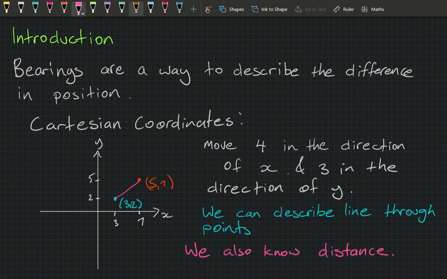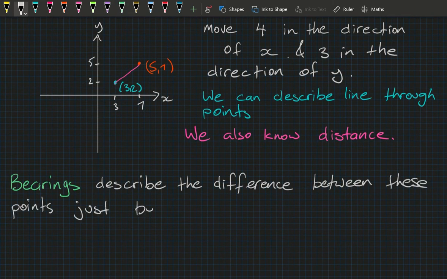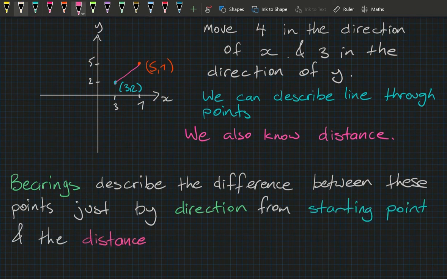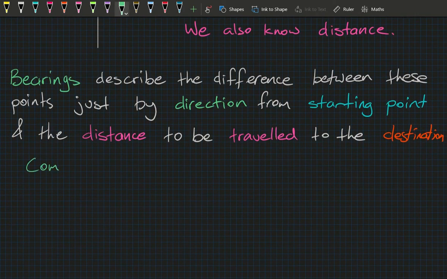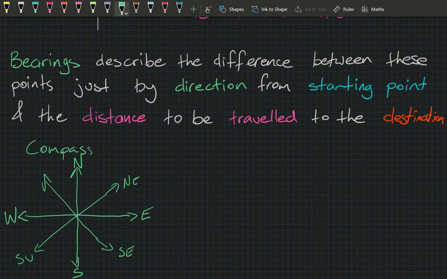So that's the way that linear relations would describe it all, but bearings can describe the difference between these points just by stating the direction from the starting point and then the distance that needs to be travelled to the destination. And the directions we're talking about relate to the compass. So let's just draw a compass with north, east, west and south, which you might not know is where the word news comes from. We've also got these other directions: northeast, southeast, southwest and northwest.